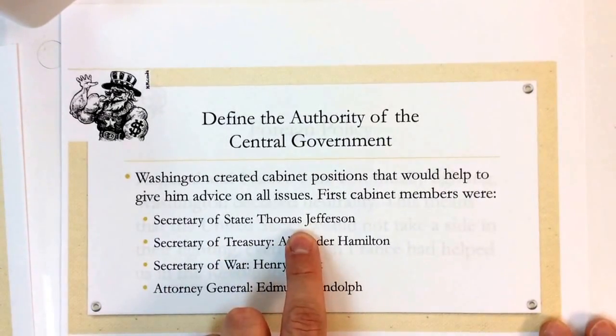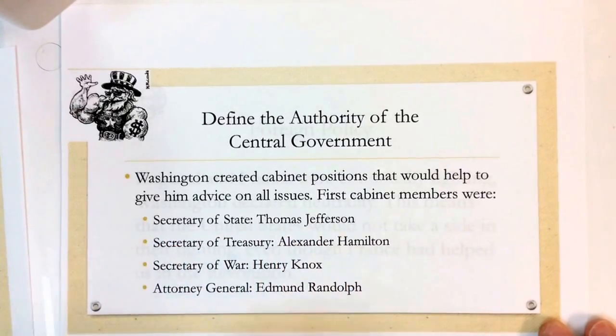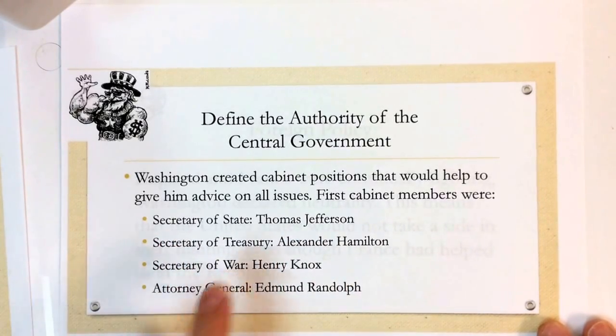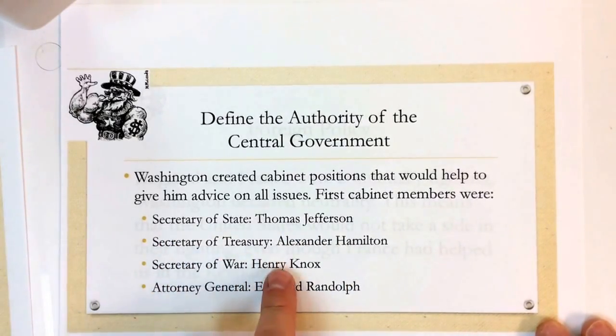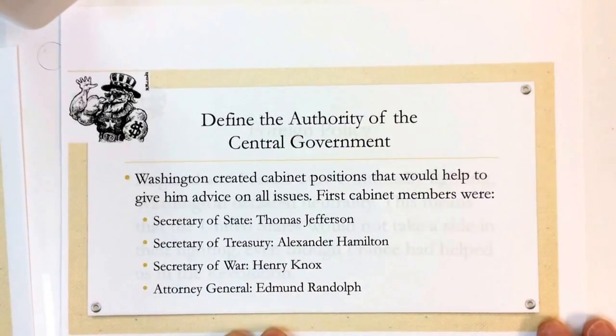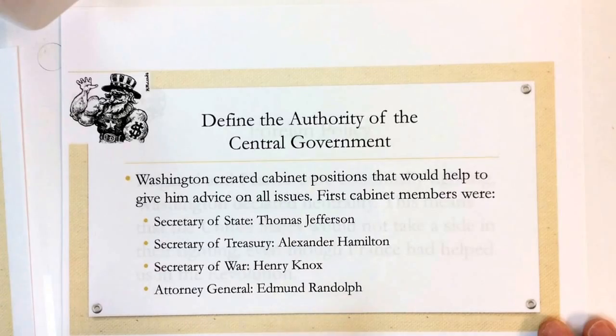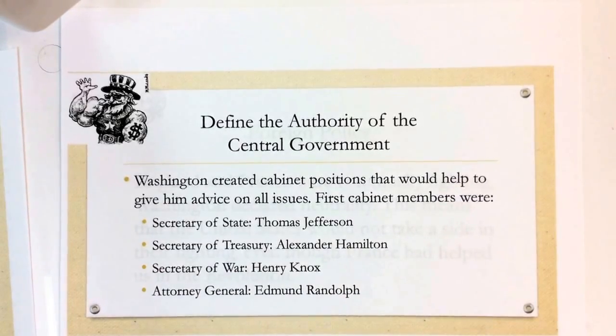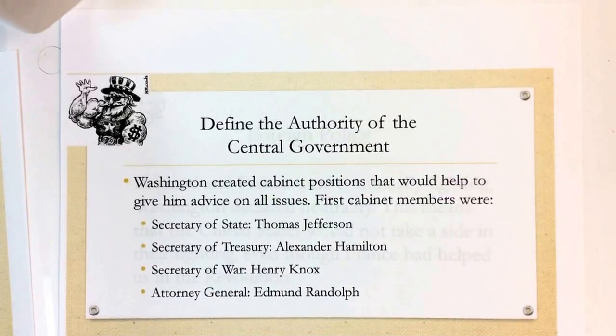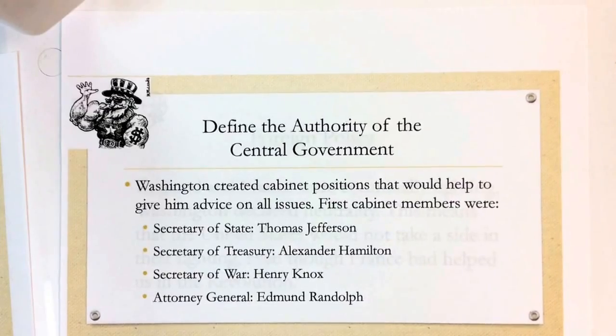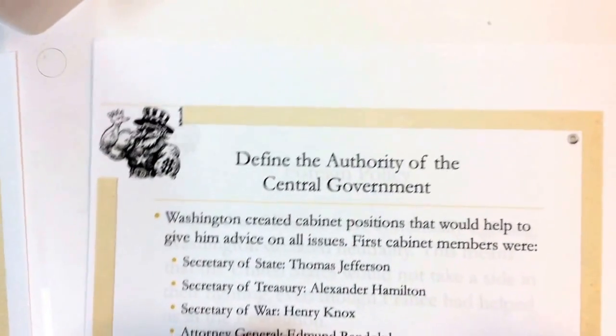Secretary of State, Thomas Jefferson. Secretary of the Treasury, Alexander Hamilton. Secretary of War, which we now call the Department of Defense, was Henry Knox. And the Attorney General, Edmund Randolph. And so these 4 gentlemen, along with John Adams and George Washington, helped really run the entire country, and they gave all the advice needed for George Washington.